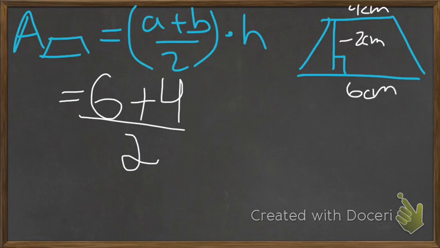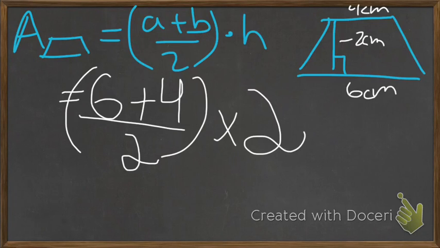So put some brackets around it, and then put a multiplication symbol. And what's the height? 2. So now we have 6 plus 4 divided by 2 and then multiplied by 2 again. Do we even really need to do the division and multiplication? No, they cancel out, but go ahead.